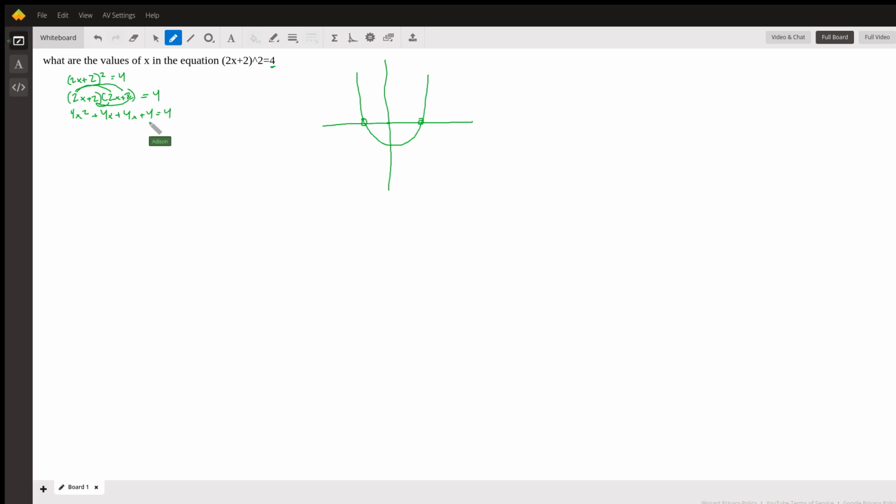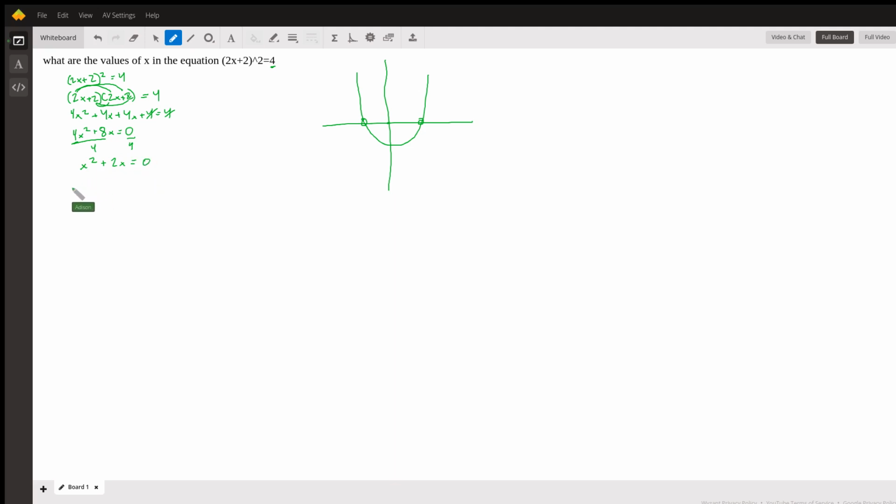So now that we have it all expanded, I need to get rid of this 4 that's on the right side. Now if you notice, there's a 4 on the right side and on the left side. So those can be canceled out. So then we would be left with 4x squared plus 8x equals 0. So now I want to get rid of the 4 in front of this x squared. That way it's a little bit more manageable. So if we divide both sides by 4, we will then get x squared plus 2x equals 0.